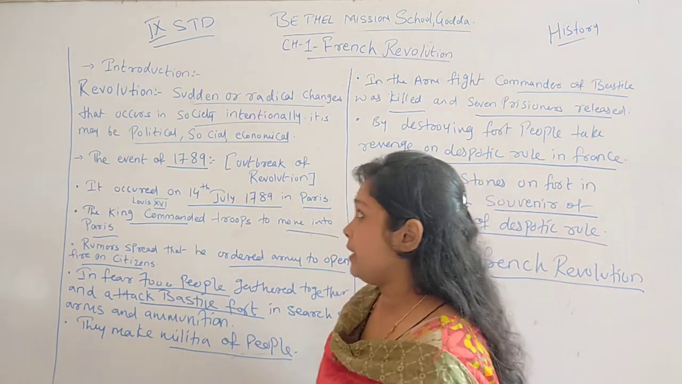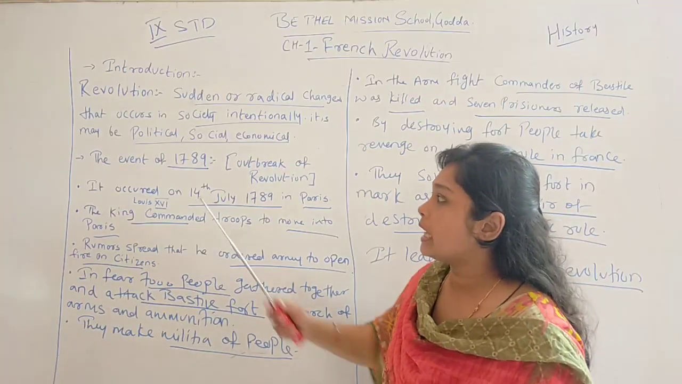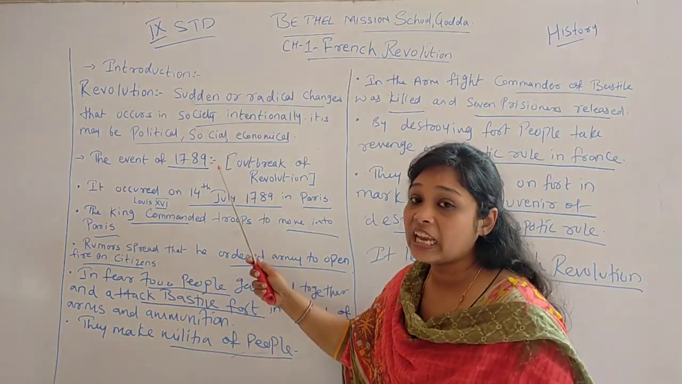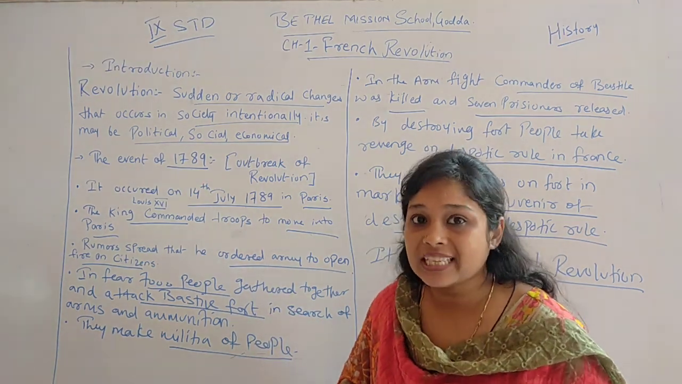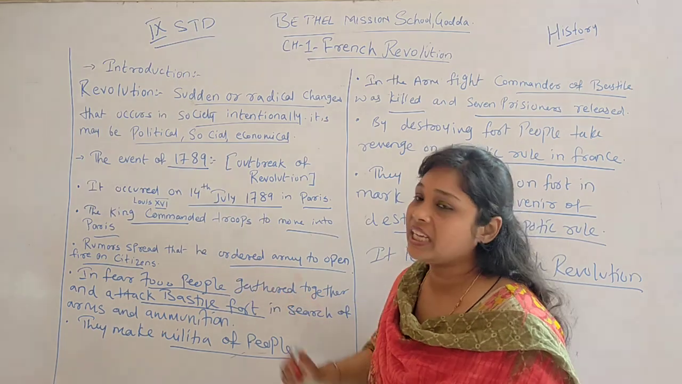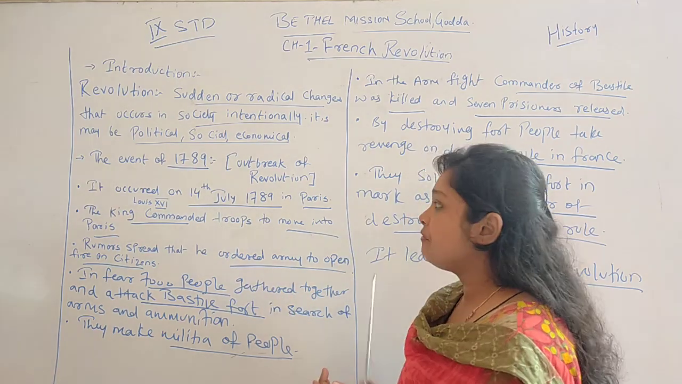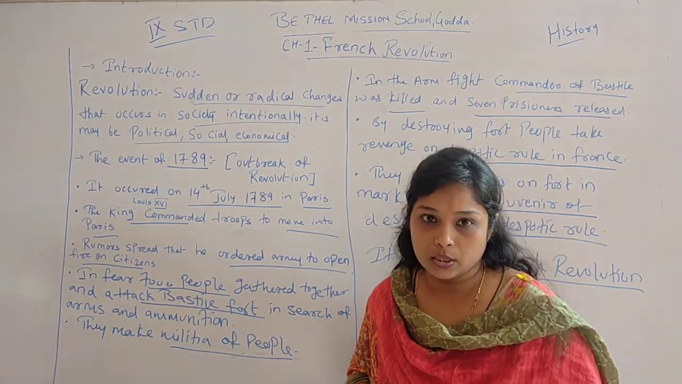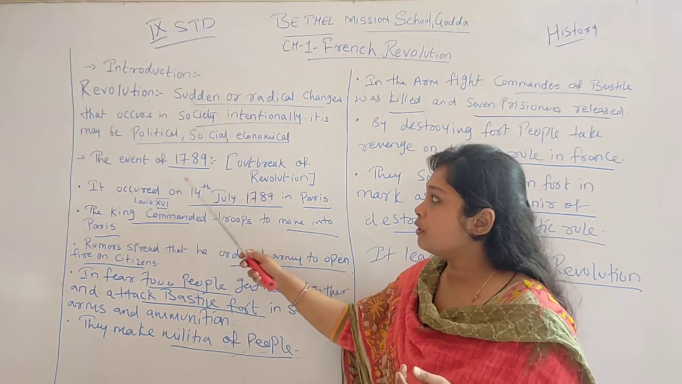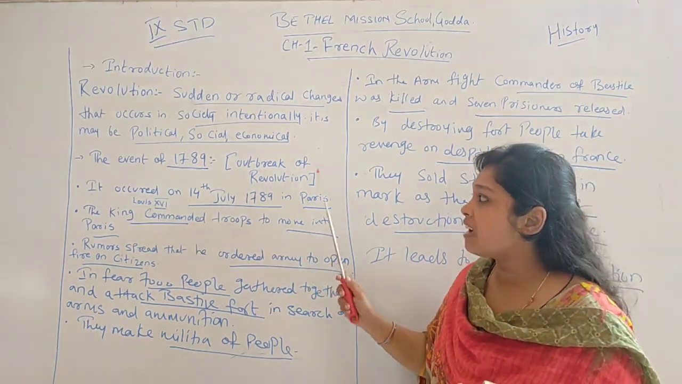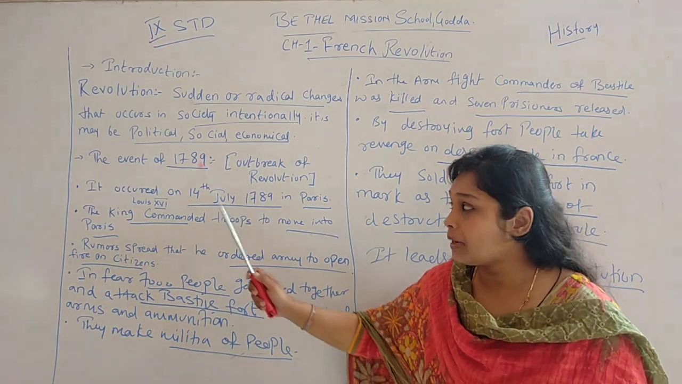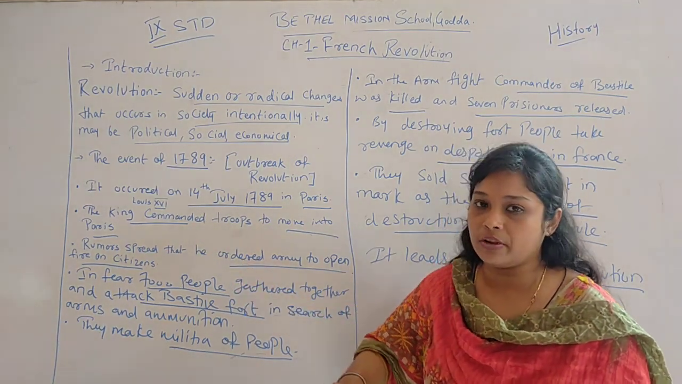Now what is that event? That event is called the event of 1789. This particular question also comes in your exam as explain the event of 1789. At that time you can have these points in your answer. When we are talking about the event of 1789, we can also call it the outbreak of revolution, because that particular event leads to the French Revolution.